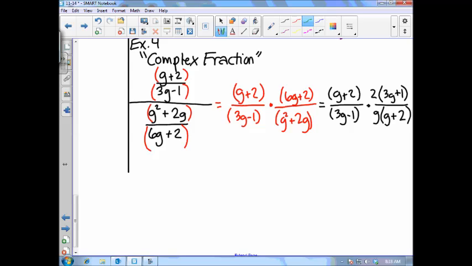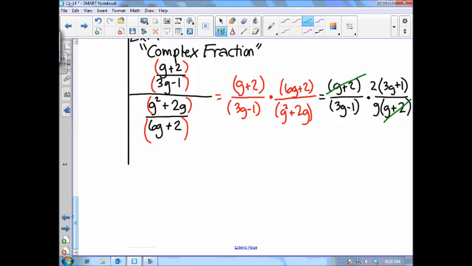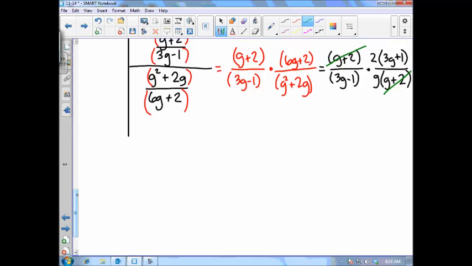Once you factor, you should start seeing some cancels. Do we have any matching binomials or anything that simplifies? G plus 2, because its neighbors are being times. What about these two? G plus 1 and g minus 1. No, they're close, but unfortunately not close enough. So that's the only cancel we get. So on the top we have 2 times 3g plus 1 remaining, and in the denominator we have a g and 3g minus 1 remaining.